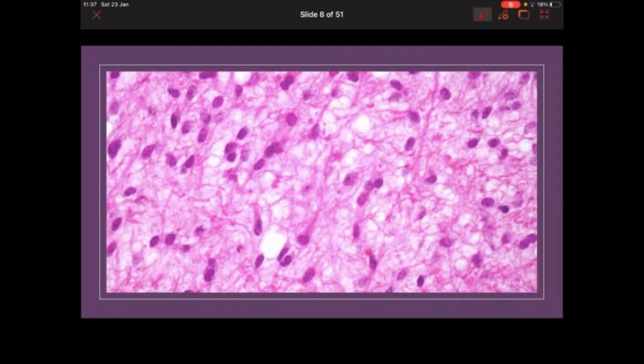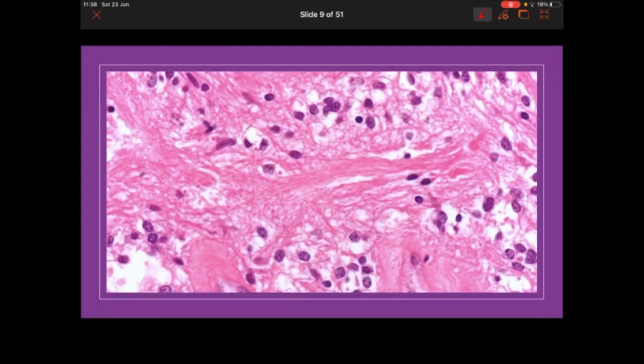This is a closer view, higher magnification of the pilocytic astrocytoma, so we can identify the cells, the rounded to oval cells with fine chromatin pattern. And here we can see there is a presence of these Rosenthal fibers, in which they appear like a corkscrew hyaline eosinophilic material. This is a Rosenthal fiber.